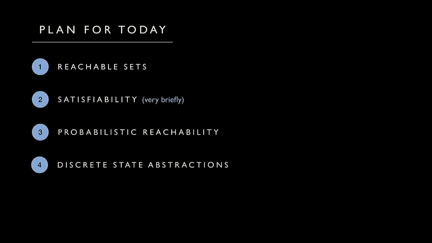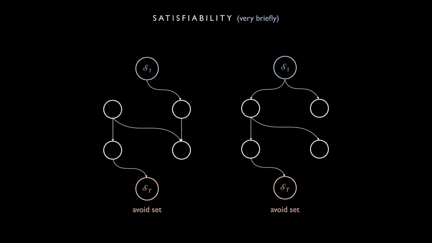Okay, so super briefly, let's talk about satisfiability. So here I just told you how to compute the reachable set. I didn't necessarily tell you what to do with it. So one thing we might want to do with this reachable set is determine whether or not we end up in some sort of set that we want to avoid. So let's say in this case the target set is an avoid set.